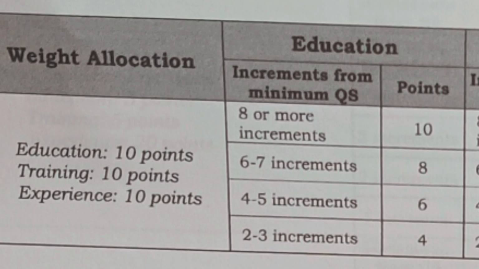Going back, the education of teacher B is equivalent to increment level 4. And under increments from minimum qualification standards, 4 to 5 increments, that's equivalent to 6 points. Therefore, teacher B, who had earned a bachelor's degree plus 15 units in master's, will get a total of 6 points for his education during the ranking process. So I hope this video helped you understand how to compute your points for your education.